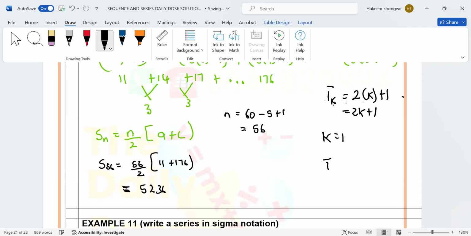How did you get 3? You said 2 multiplied by 1 plus 1, which is going to be equal to what? 3. So what does that mean? It means when K is 1, you are going to substitute everywhere you see K, you are going to put 1.